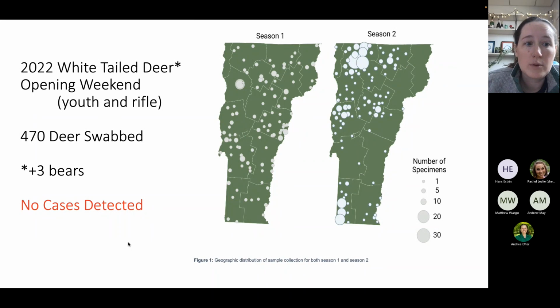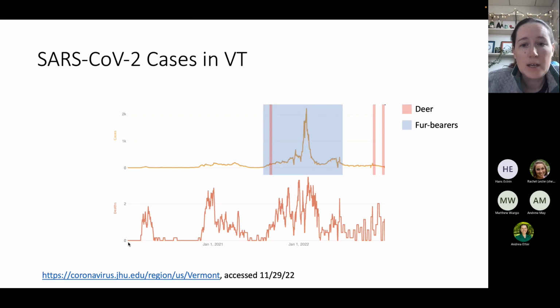So we swabbed 470 deer, as well as 3 bears. I think maybe we lost one of the bear samples. We ended up with 2 in the final set. But we didn't detect any COVID in either of these populations, which was a little bit surprising to us. But we are quite sure of these results with the internal controls that we have in our lab assays. There are a couple of caveats to that, which I'll talk about at the end.